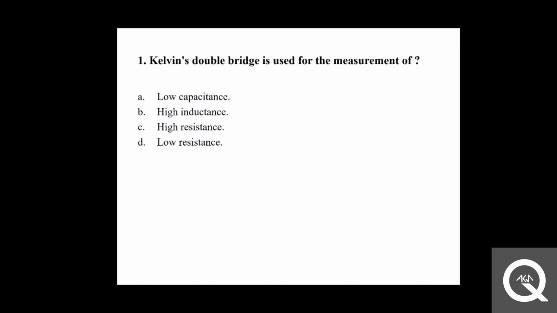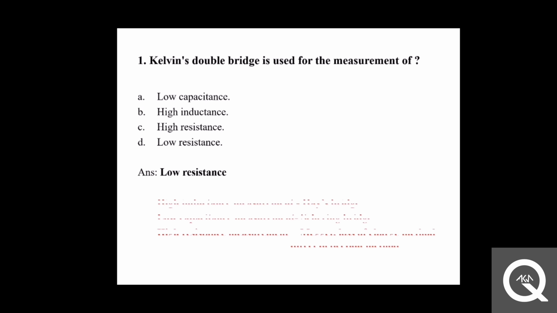First question. Kelvin's double bridge is used for the measurement of. Options are low capacitance, high inductance, high resistance, low resistance. The answer is low resistance. Kelvin's double bridge is used for the measurement of low resistance.